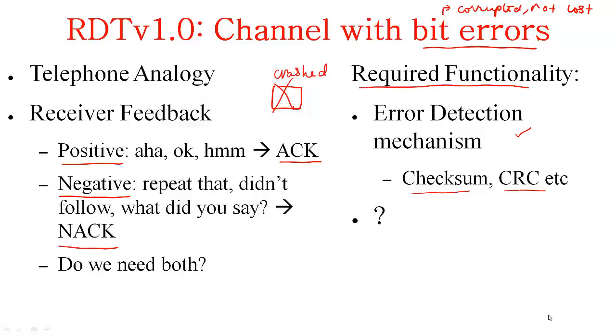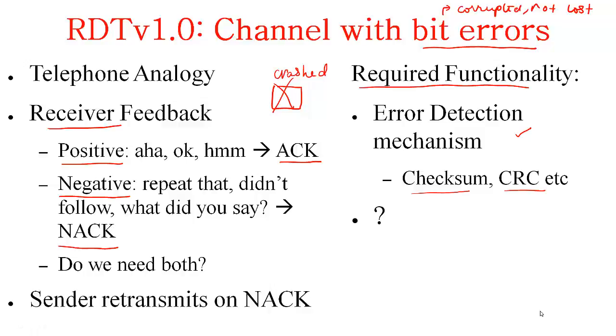So we will address this issue of NAC versus ACK, or NAC and ACK, later in detail. But for now, let's assume that the receiver feedback is both in terms of ACK and NAC. So if the sender receives an ACK, he is going to send the next packet. So what should the sender do when he receives a NAC? That's right, he has to retransmit the previous packet.